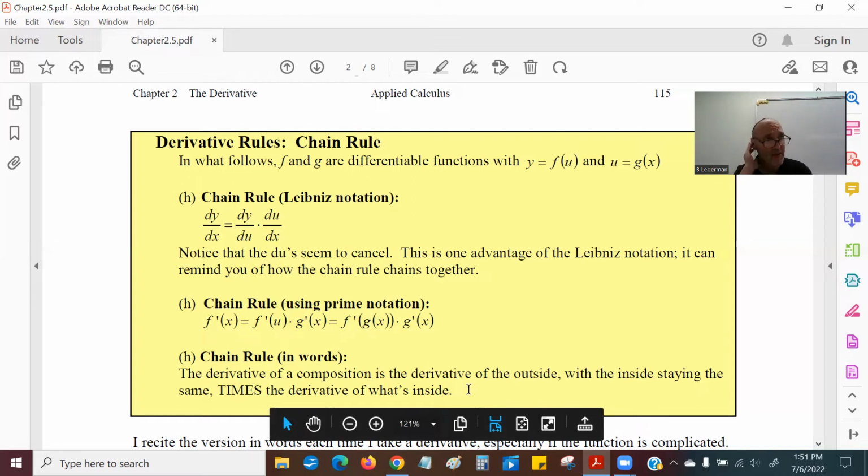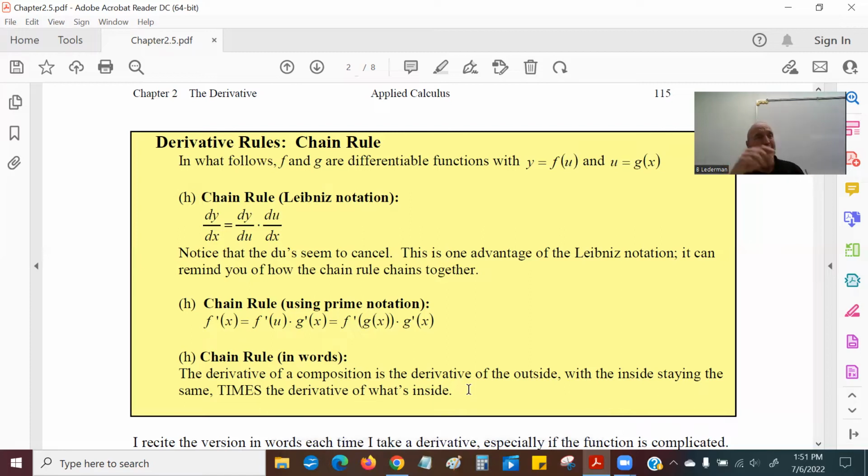Now, I just want to say from a common sense point of view, chain rule kind of makes sense because it's like, if you run twice as fast as me and I run 3 times as fast as Bob, so you run 6 times as fast as Bob. You see what I'm saying? That in a way is kind of like chain rule. That's kind of what chain rule is saying.